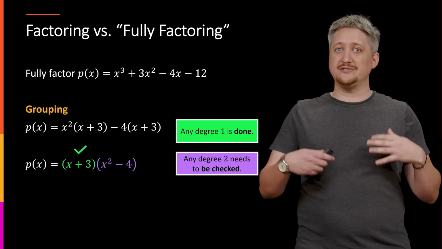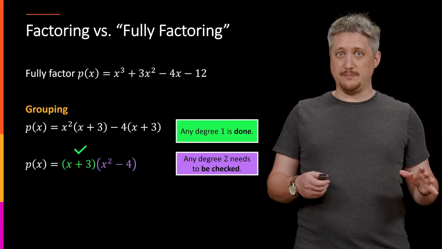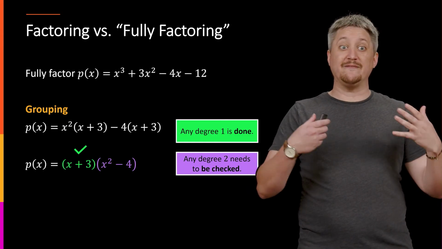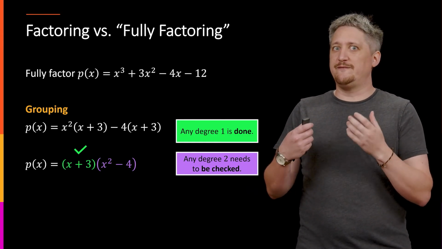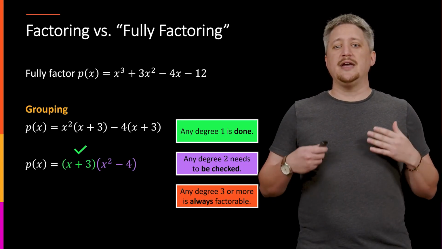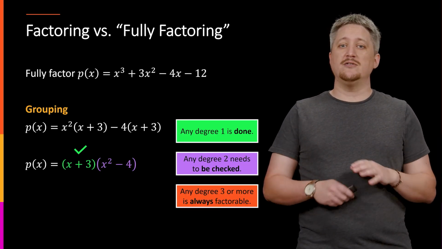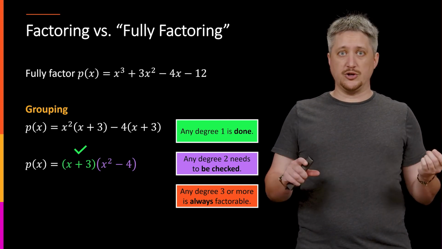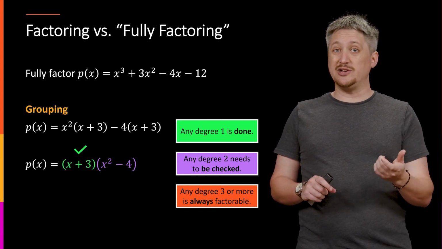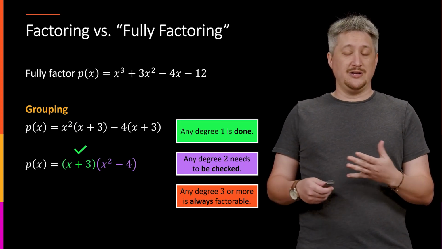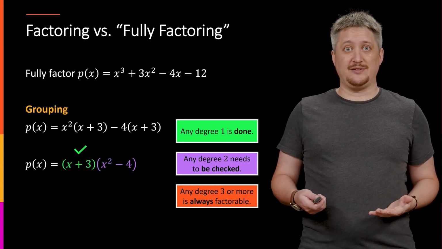This is a difference of squares. Again, this is stuff that we're going to cover later on. This is just by way of demonstrating that you can factor something without having it fully factored. Last but not least, a good rule of thumb, anything that's degree 3 or higher is always factorable. So if you have a degree 1, you're good with that one, you don't have to worry about it. If you have a degree 2, you have to check. If you have degree 3 or more, you don't have to check, you know that it needs to continue getting factored.